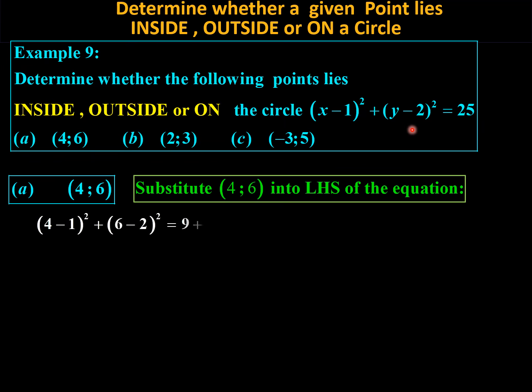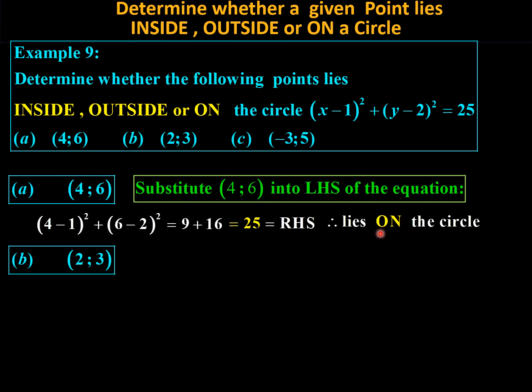And if we substitute that point, you can actually do this without a calculator, but to be safe, 9 plus 16 gives me 25. So that 25, we now notice, is equal to the right-hand side there. If the substitution on the left is equal to that 25, then we say the point lies on the circle, because it satisfies the equation. The left is equal to the right, so it's a point on the circle.